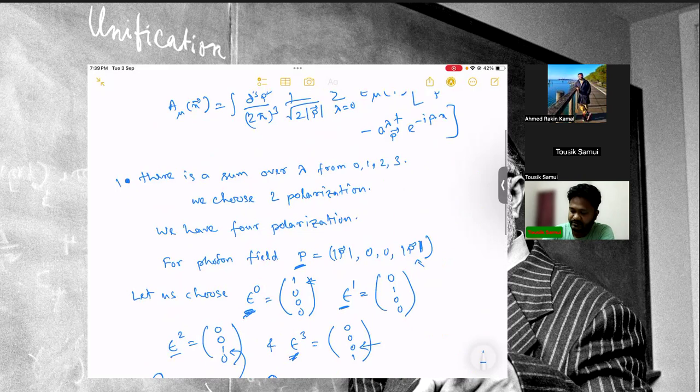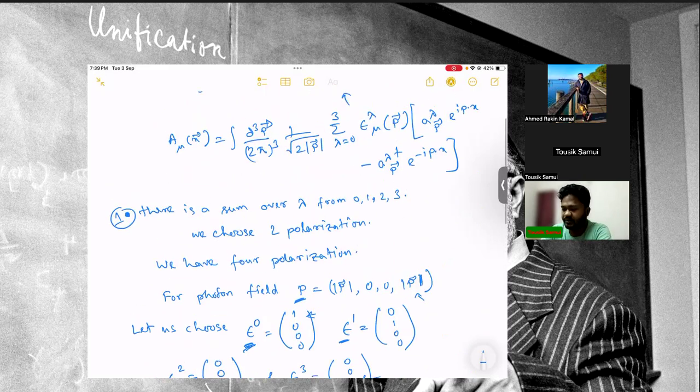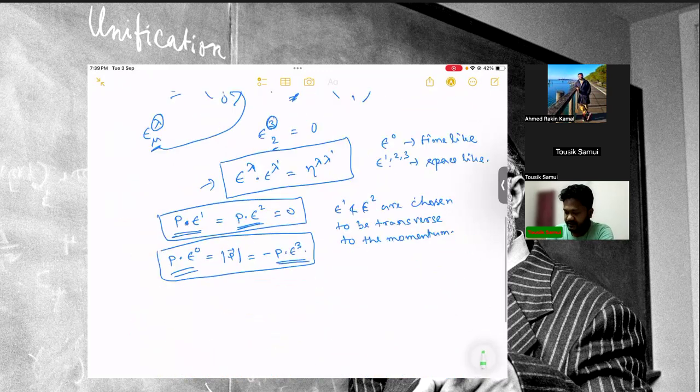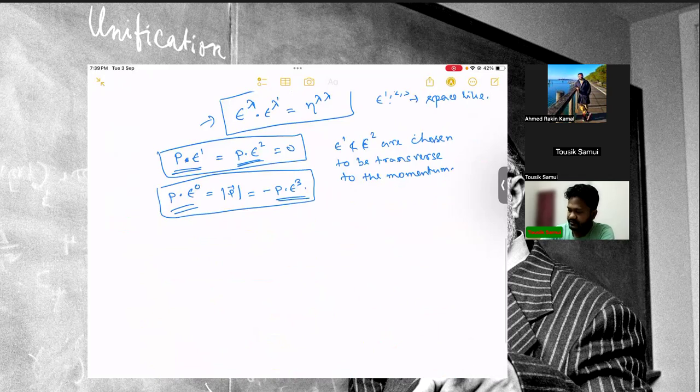Okay, so that was point number 1. And second point: around this polarization vector, we have defined the creation and annihilation operators. That's the thing, that we have defined creation and annihilation operators for the particular polarization.